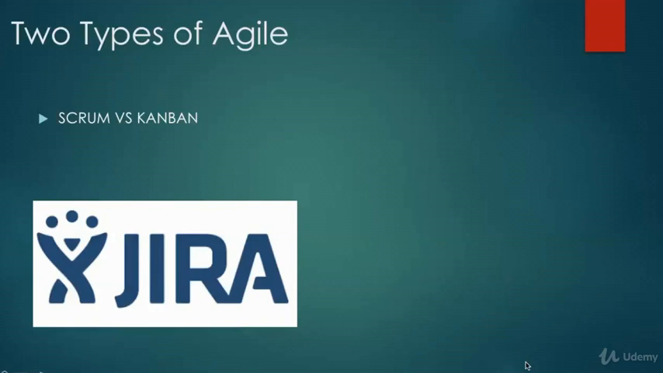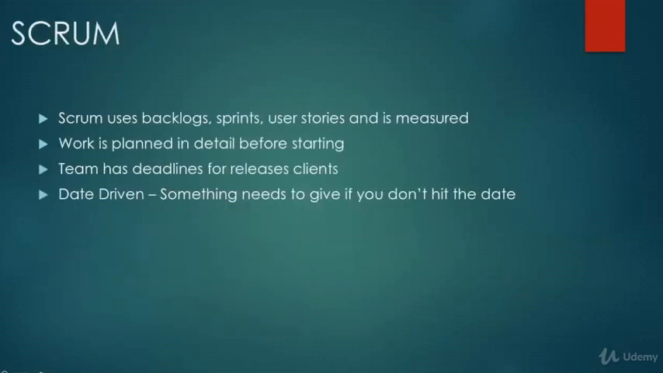So first, we're going to talk about Scrum versus Kanban. With Scrum, you use backlogs, sprints, user stories, and it's measured. The backlog is where most of your tasks will be. You make them into sprints, and you use user stories to put into the backlog. The work is planned and is detailed before starting.